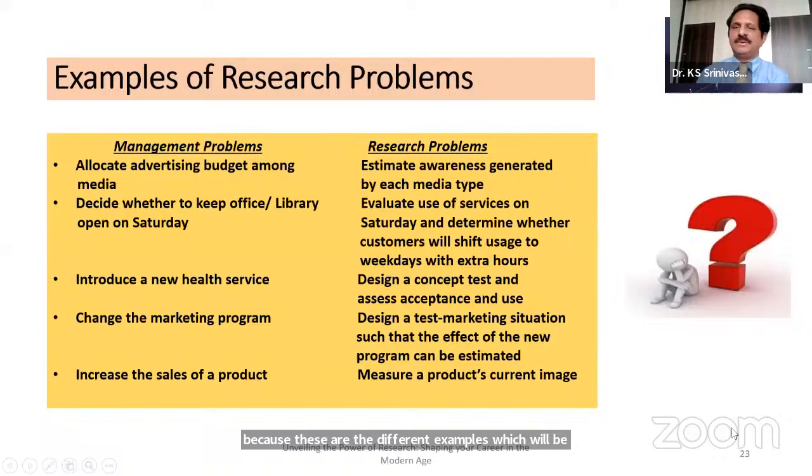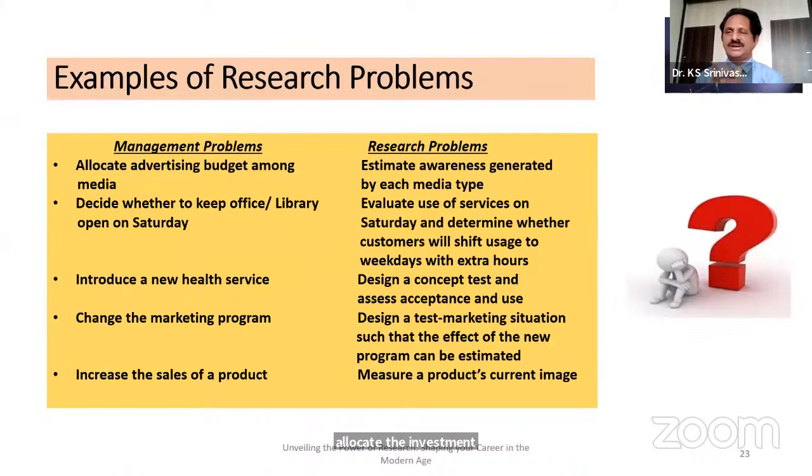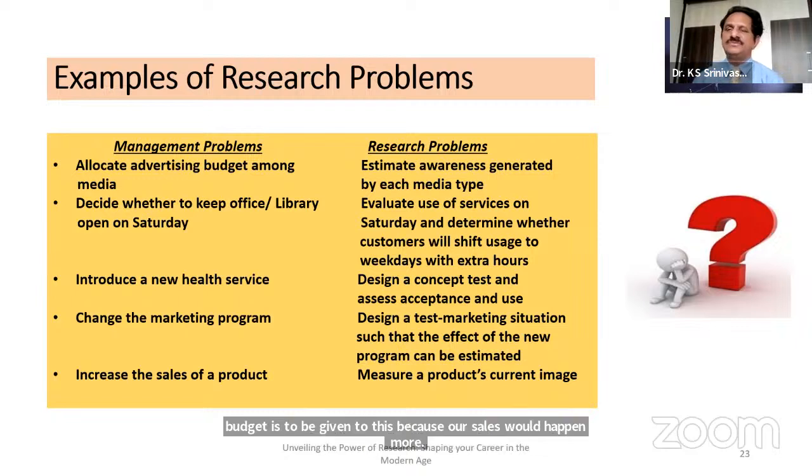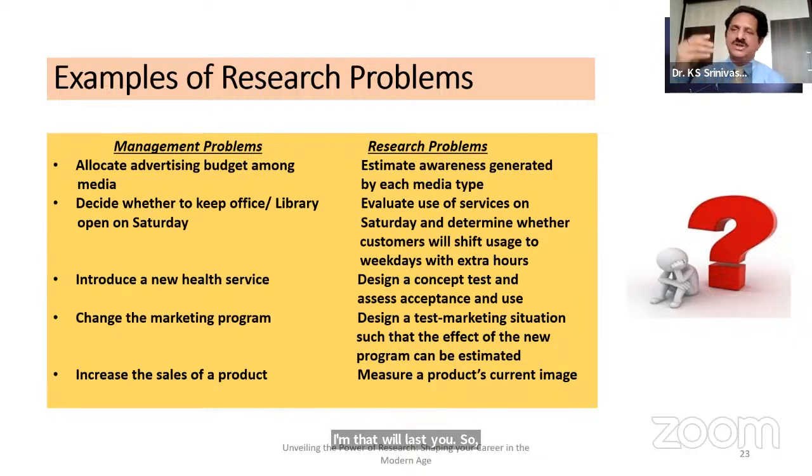The moment you join a company, the company will say, allocate the advertisement budget among the media. Media means social media, print media, electronic media, whatever they call. How much budget is to be given to each, because our sales should be higher compared to last week. So estimate, don't just handle the problem. Say 20% you give to social media because people are only seeing social media? No, you cannot say it outright like that. You start doing research in estimating the awareness generated by each media. Then you suggest which media is more powerful.